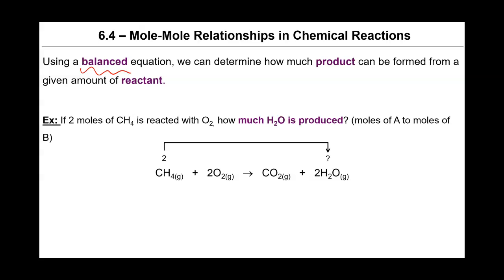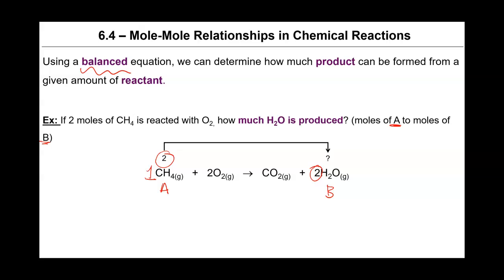Here's a good example of that. If 2 moles of methane are reacted with O2, how much water is produced? This is often phrased as being a moles of A to moles of B type problem. A is what we're starting with, where we know the amount of moles, and B is what we end up with, where we're trying to figure out the moles of B. So the key thing is to recognize that for every 1 methane, we can produce 2 water molecules.